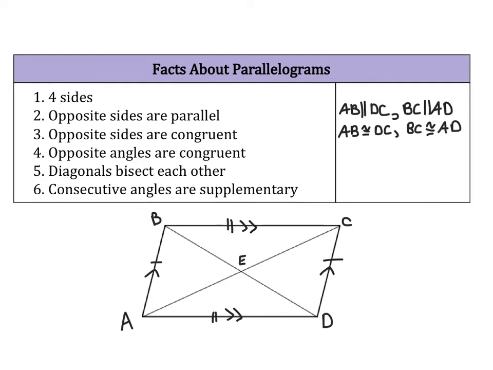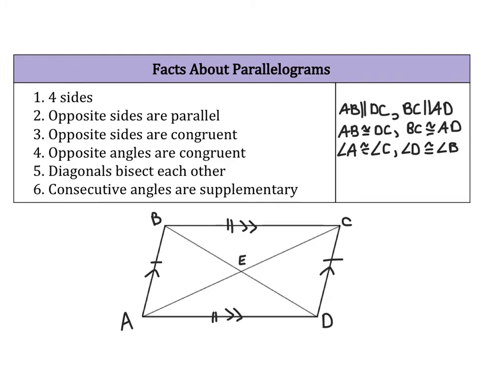The next fact says that the opposite angles are congruent. If you look at the angles, opposite means across from. Ignoring the diagonals for now, angle A and angle C are opposite, so they are congruent in parallelograms. B and D are also opposite, so they are congruent. Angle D is congruent to angle B.